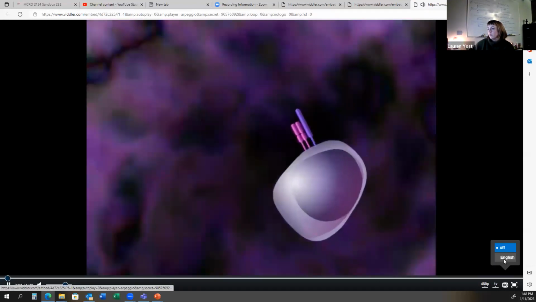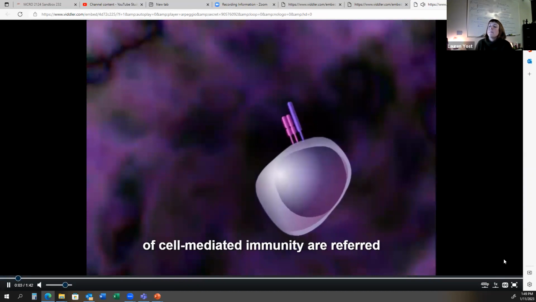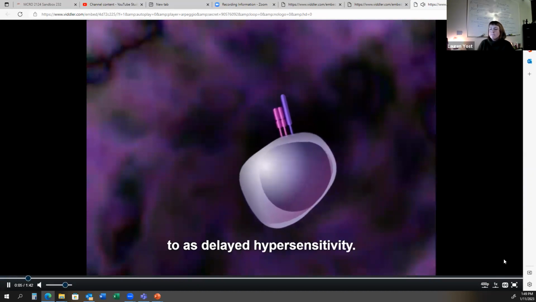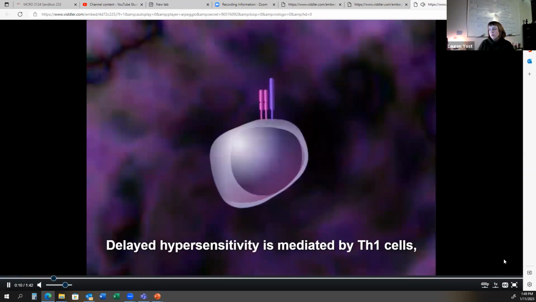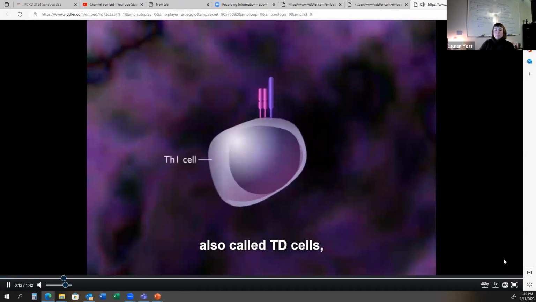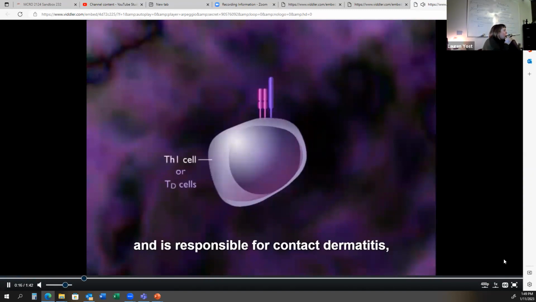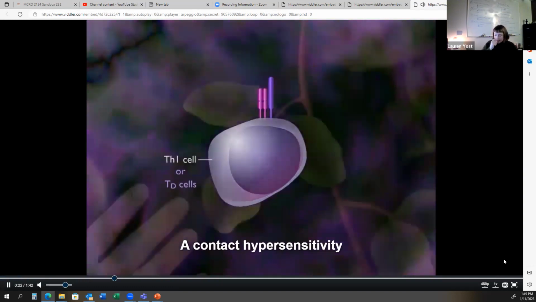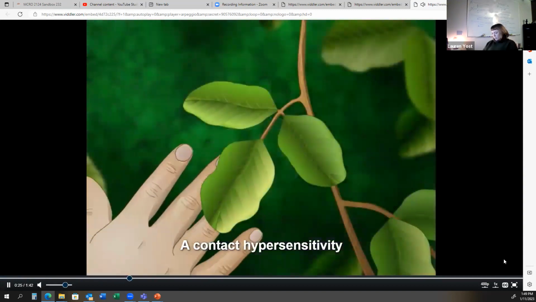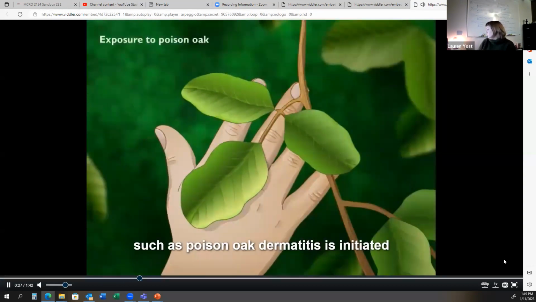Harmful effects produced by the mechanisms of cell-mediated immunity are referred to as delayed hypersensitivity. Delayed hypersensitivity is mediated by Th1 cells, also called TD cells, and is responsible for contact dermatitis, tissue damage in a variety of infectious diseases, and rejection of tissue grafts. A contact hypersensitivity, such as poison oak dermatitis, is initiated by contact with the antigen, which is also called the allergen.